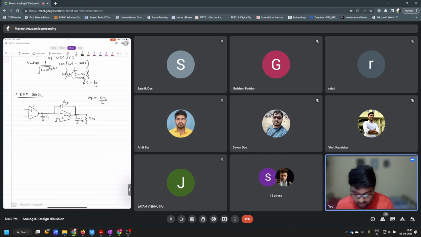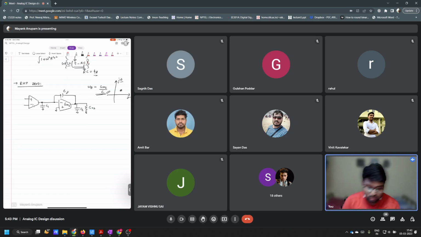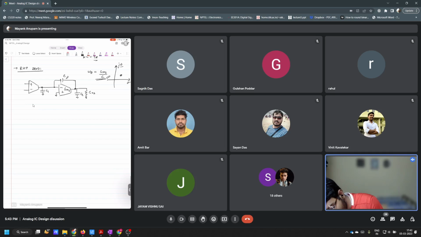Okay. So you remember that the location of 0 here is GM2 by C, and it is in the right half plane, correct? Yes, sir. Cool. And you also remember that this right half plane 0, in the loop gain expression, was looking something of this kind: 1 minus s over omega z, divided by 1 plus s over p1 into 1 plus s over p2. This was the loop gain expression, right?